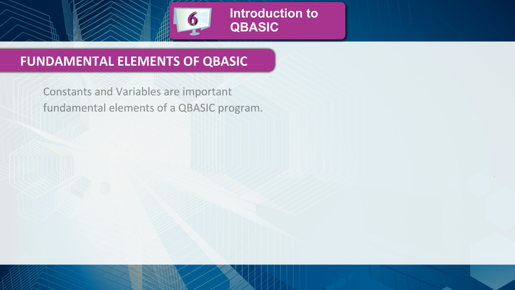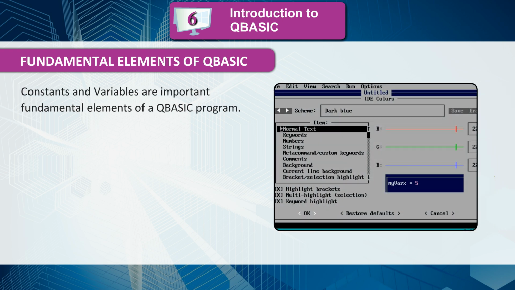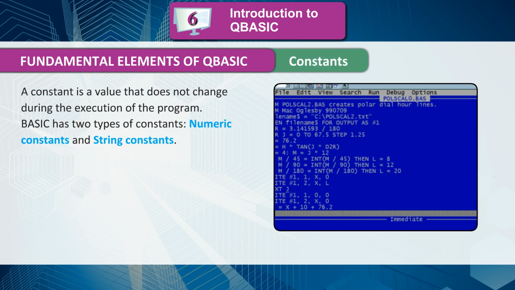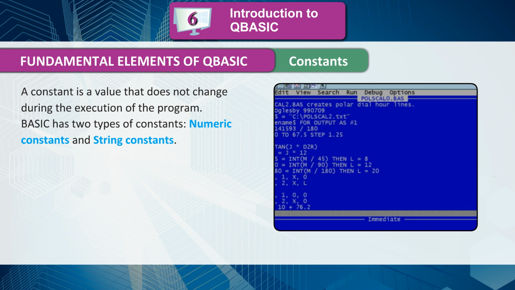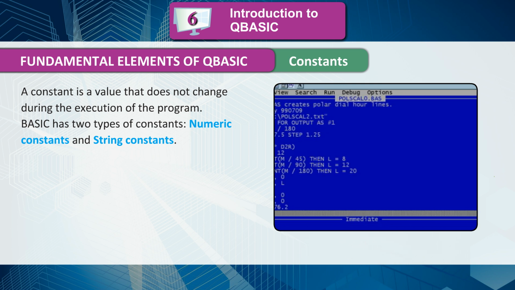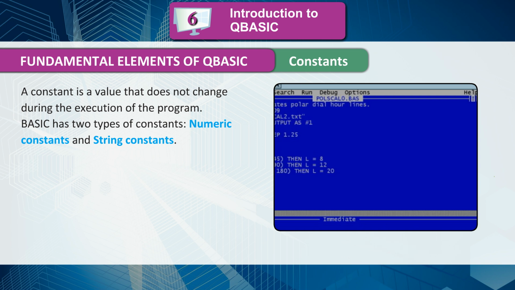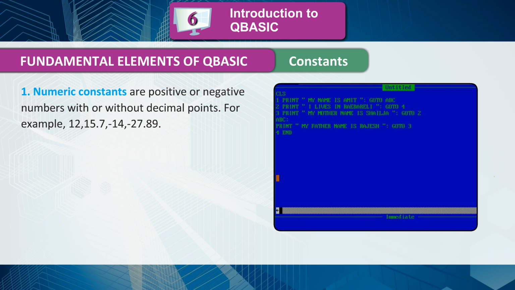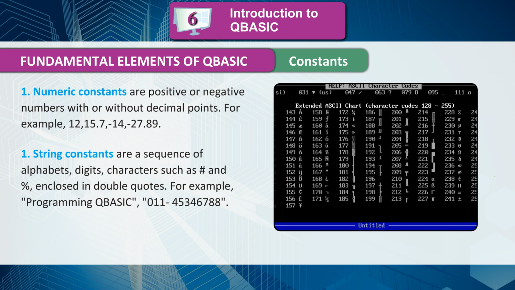Fundamental elements of QBASIC. Constants and variables are important fundamental elements of a QBASIC program. Constant: a constant is a value that does not change during the execution of the program. BASIC has two types of constants: numeric constants and string constants. 1. Numeric constants are positive or negative numbers with or without decimal points. For example, 12, 15.7, minus 14, minus 27.89. 2. String constants are a sequence of alphabets, digits, and characters such as # and %, enclosed in double quotes.